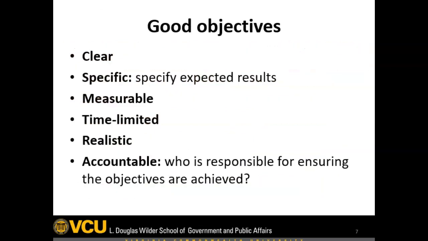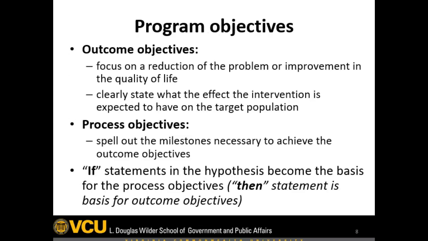How do we set good objectives? They need to be clear, specific, measurable. They need to have a timeline, be realistic, and have responsible parties for ensuring that objectives are achieved. Objectives should have outcome and process components.